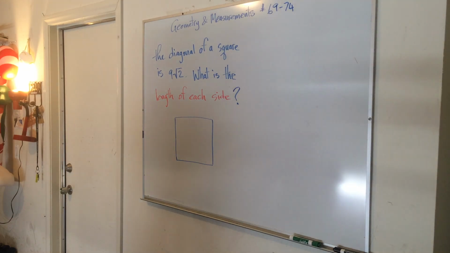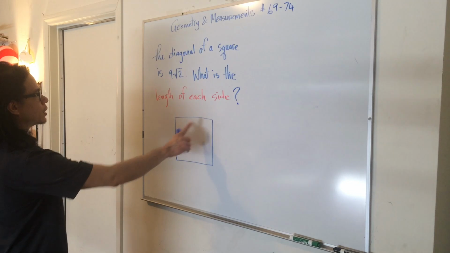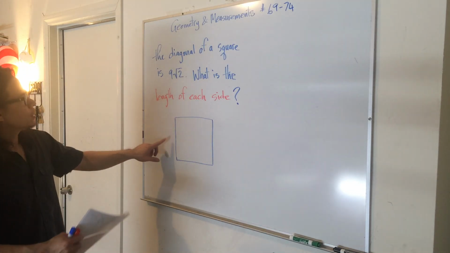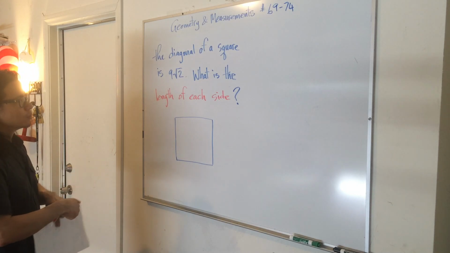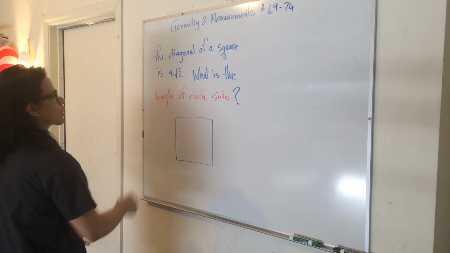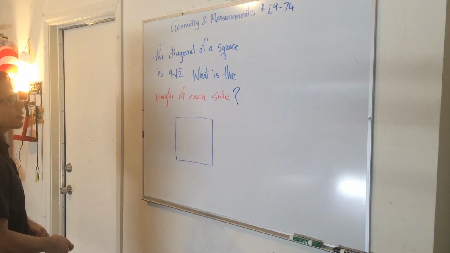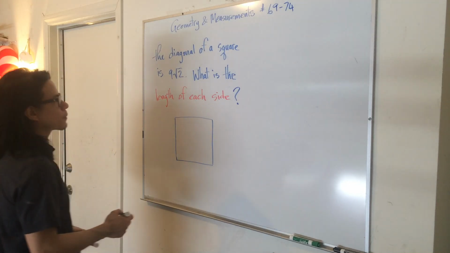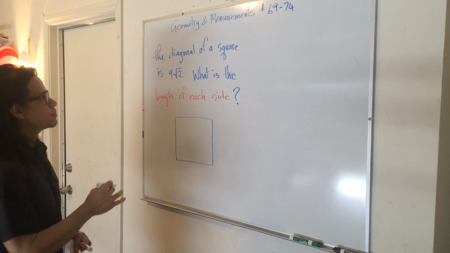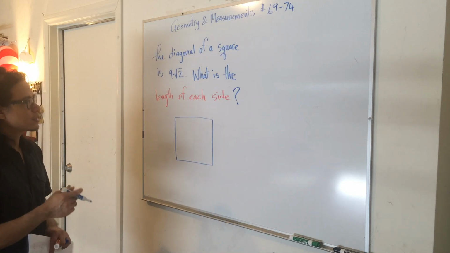Here's an interesting scenario where you're given a square. You're given that the diagonal of a square is 9 root 2. The question is, what is the length of each side? Okay, so go ahead and push pause on this video and see if you can figure this out.